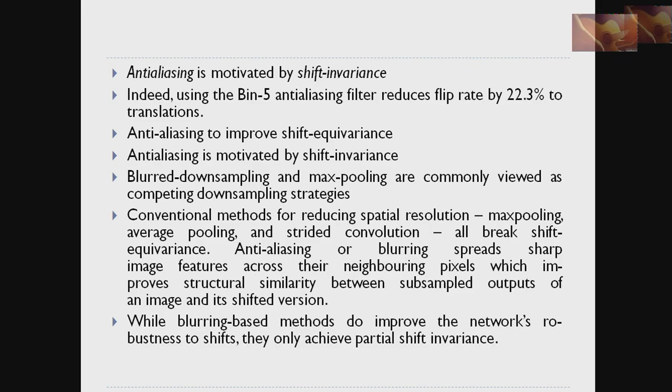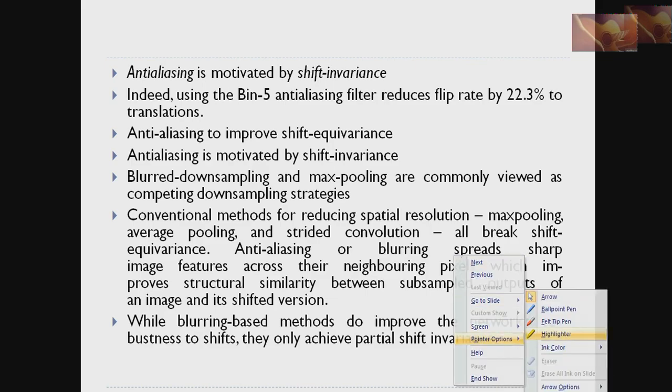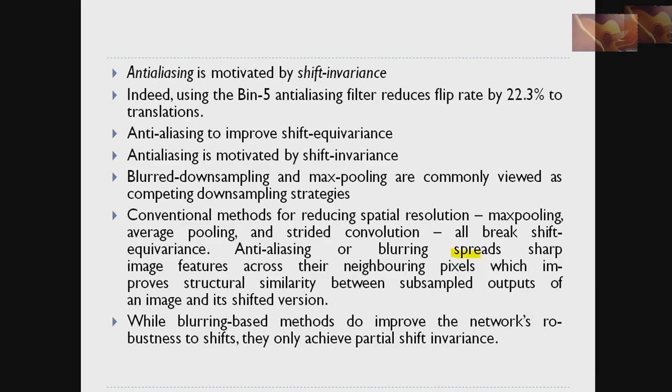Okay, so anti-aliasing is motivated by shift invariance. Blurred and strided convolution all break shift equivariance. It spreads sharp image features across their neighboring pixels. Excellent. So the network's robustness, they only achieve partial shift invariance.